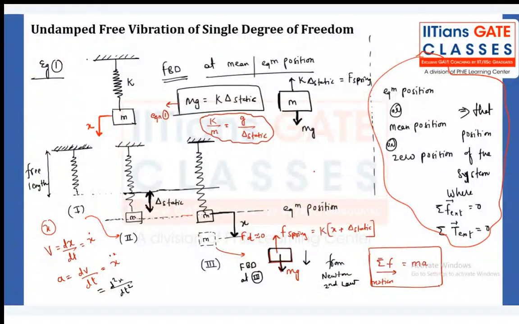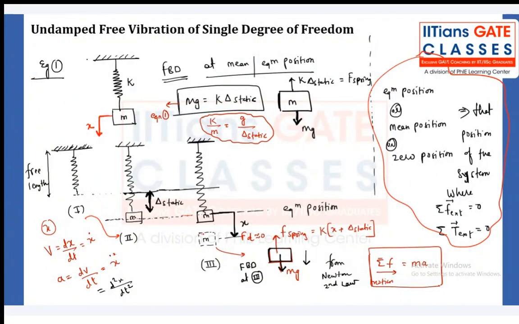What are all the forces acting? Mg, that is acting downward. K into delta static, that is a spring force initially developed in the spring, acting opposite to the direction of motion. And mg will be equal to what? K delta static. That is our equation number one.